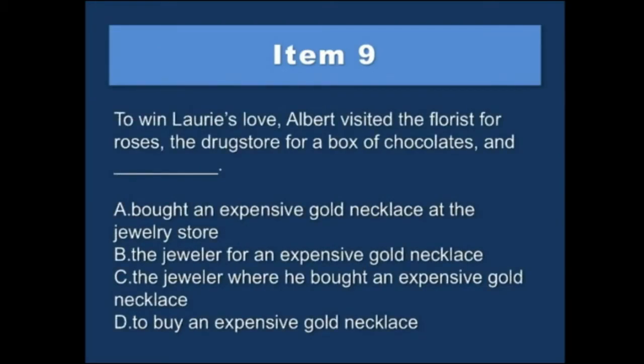Item 9. Fill in the blank for the correct parallel structure. To win Lori's love, Albert visited the florist for roses, the drugstore for a box of chocolates, and... Is it A. Bought an expensive gold necklace at the jewelry store. B. The jeweler for an expensive gold necklace. C. The jeweler where he bought an expensive gold necklace. D. To buy an expensive gold necklace.